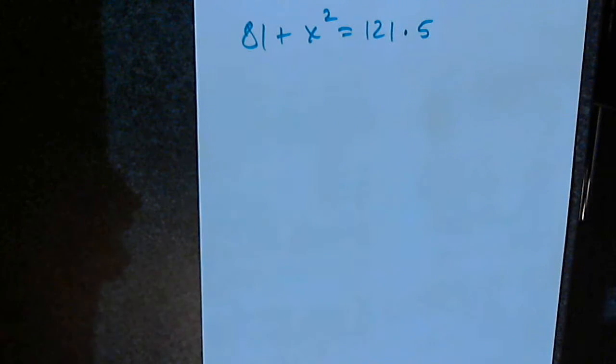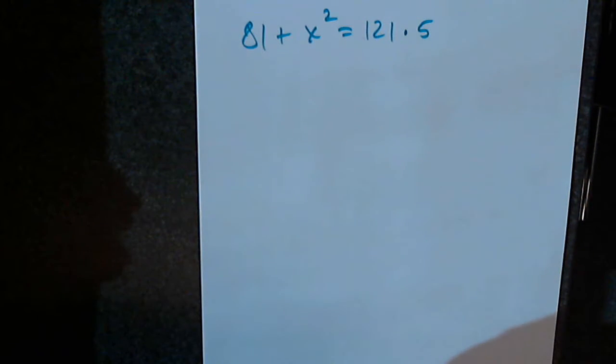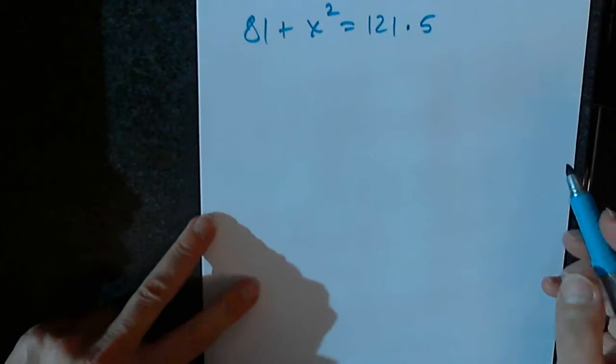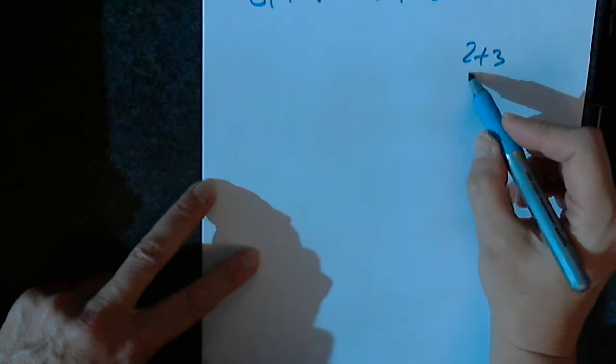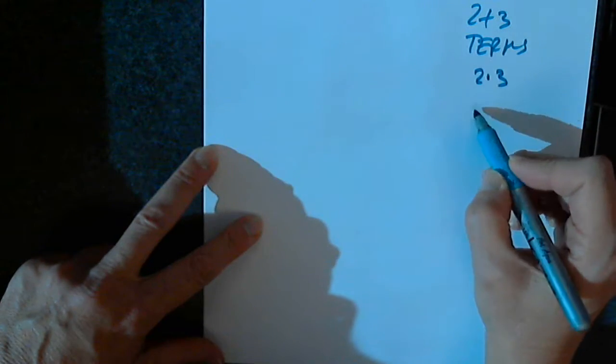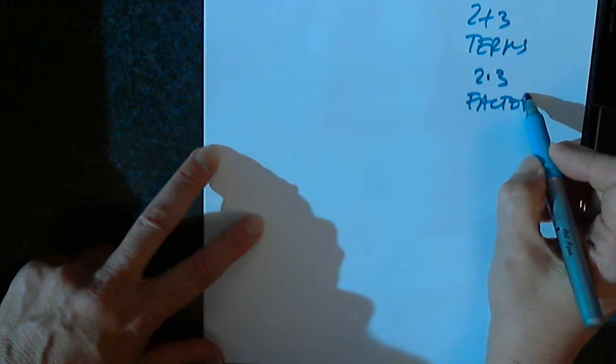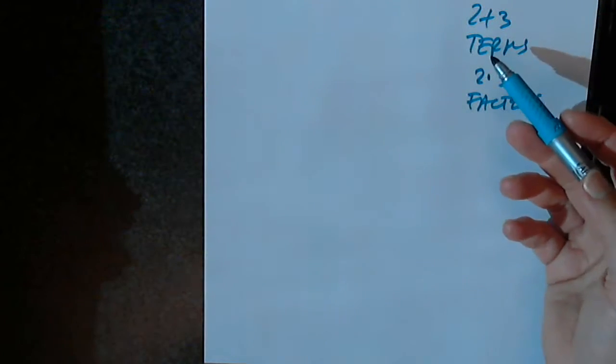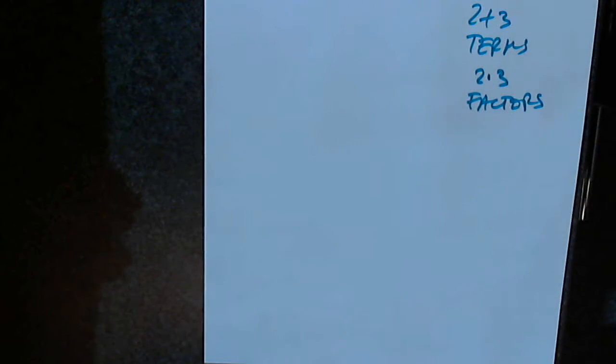What do you mean by not to do them individually? This is not a sum. These are not terms. These are factors. So when I talk about 2 plus 3, I talk about terms. But if I talk about 2 times 3, I'll talk about factors. When I square factors, I have to square individually. But when I add terms, I cannot square individually.